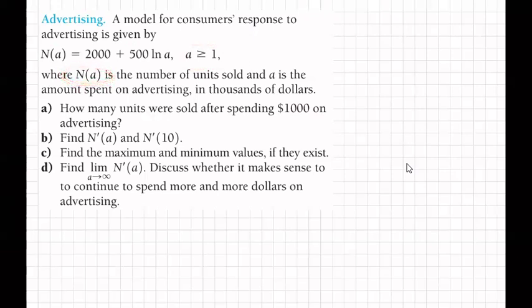The function N here represents the number of units sold. The A value is the amount spent on advertising. So they're spending at least $1,000, right? Because it's in thousands of dollars.